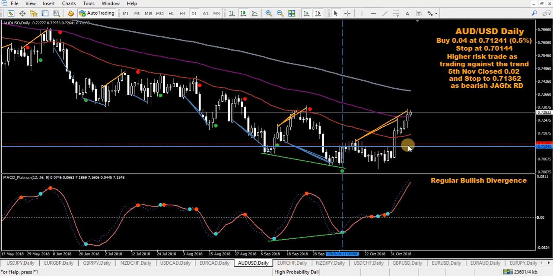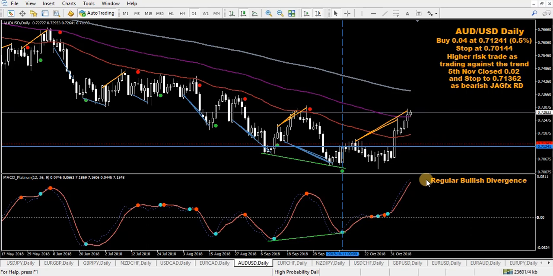Euro Swiss, nothing doing. Prices amongst the MAs at the moment. MACD is pretty flat also. New Zealand Japanese yen in a buy back here. There's sort of a second buy signal here. I didn't take it though. I was already in. Came down close to my stop, which would have been below this level here. Now it's gone up nicely, and I've already started closing out.